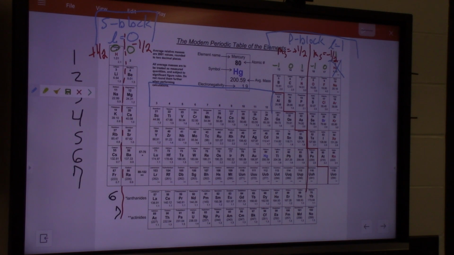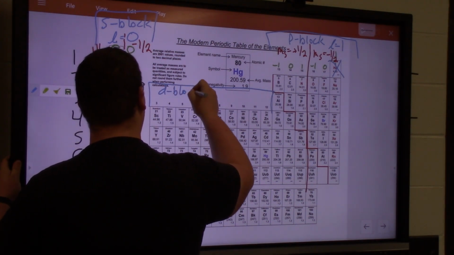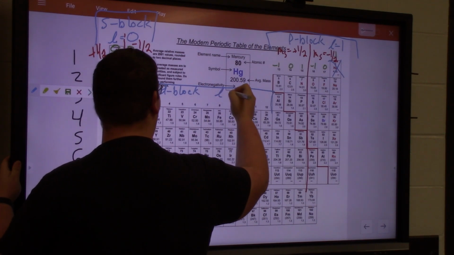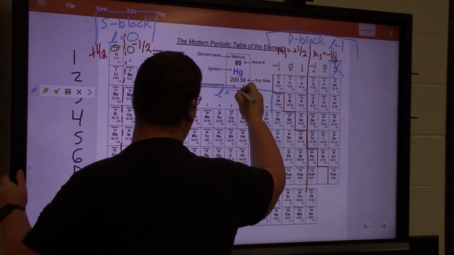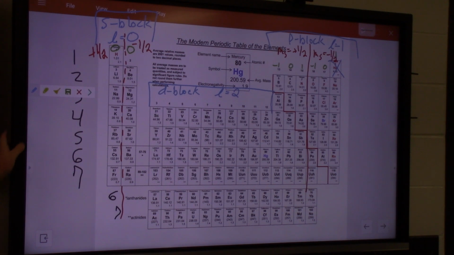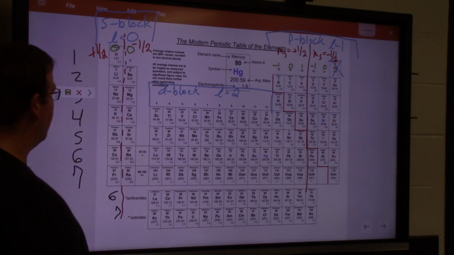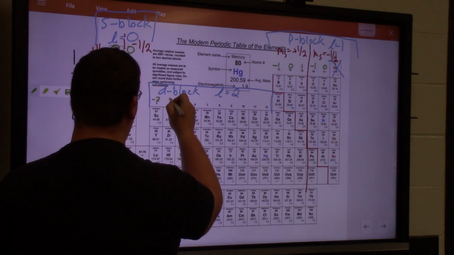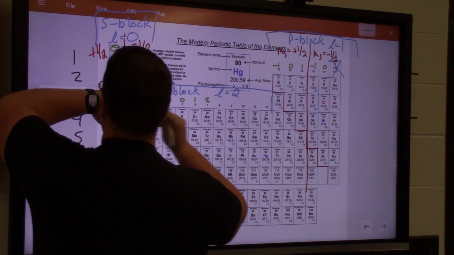All right, so here we're at D block. L is equal to what? 2. D block, L is 2. Now, from there, M sub L, we go from -2 to 2. So guess where we start? Start at column 3 and start with -2. Column 3 is -2. 4 is -1. 5 is 0. 6 is 1. 7 is 2.